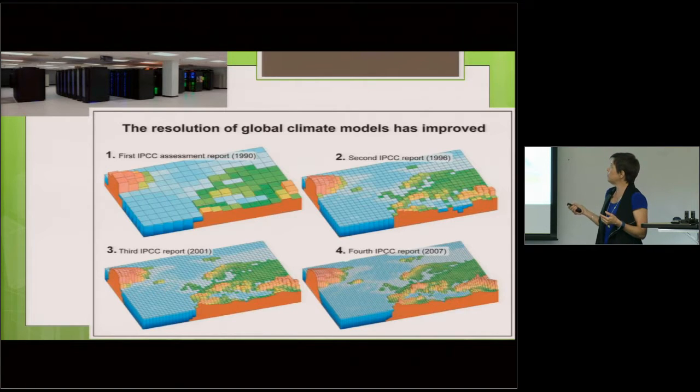So, if we had tried to run these models on a computer, like a laptop, it would be running for decades probably, right? But now we have these massive computers that can run things much more quickly, because obviously it gets really complicated.